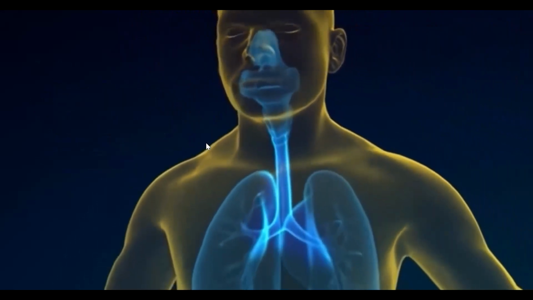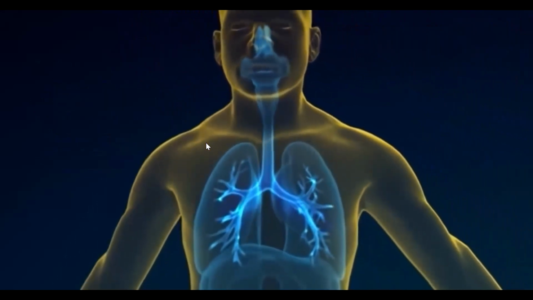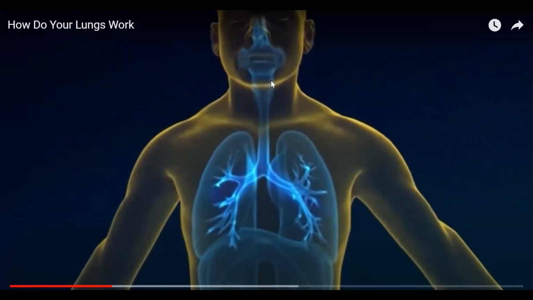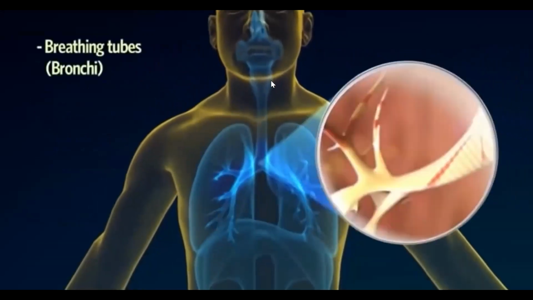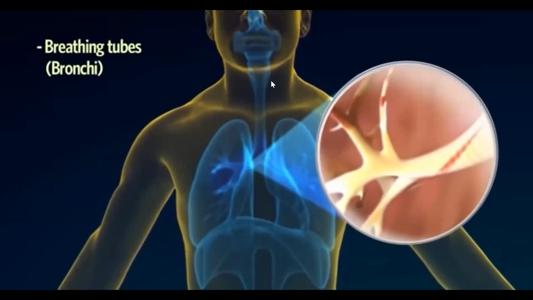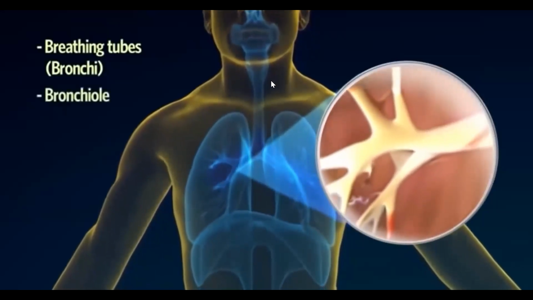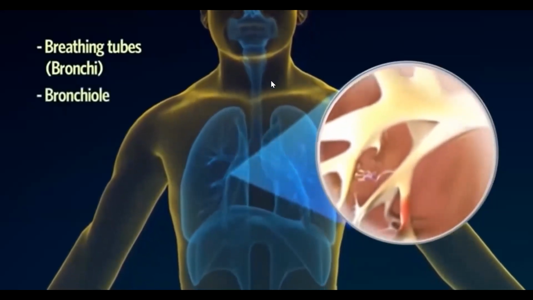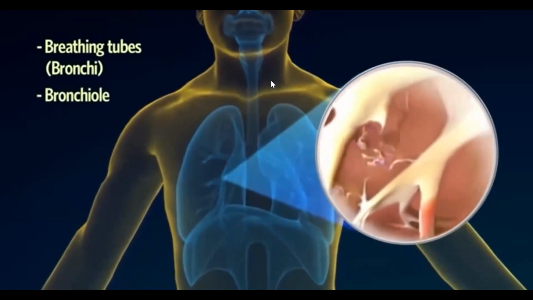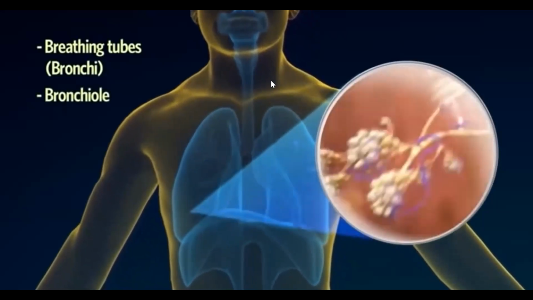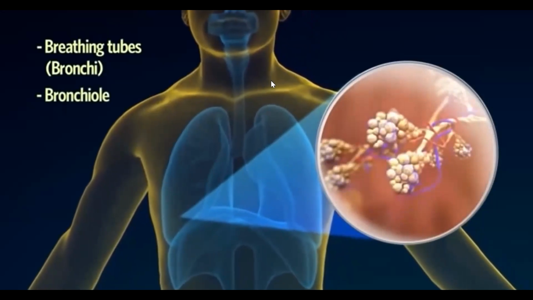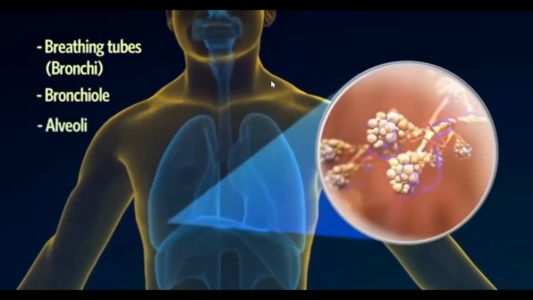The windpipe then splits into two breathing tubes, which carry the air into the lungs. These breathing tubes are called the bronchi, which extend into the bronchioli. The breathing tubes branch out many times throughout the lungs, until they eventually form tiny thin-walled air sacs or alveoli.